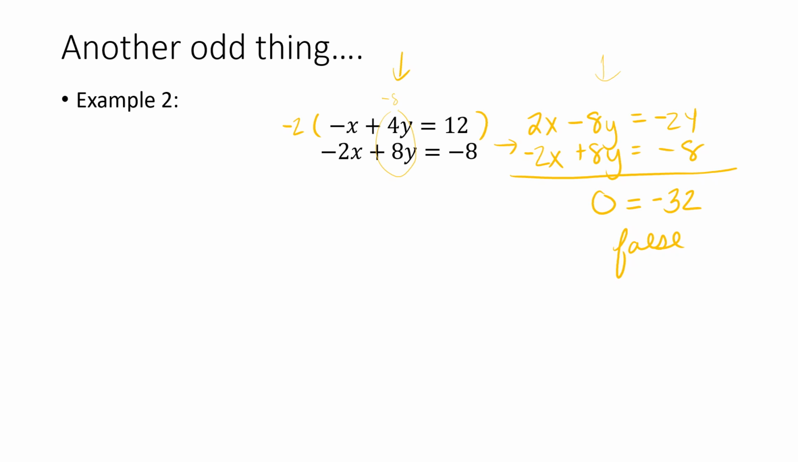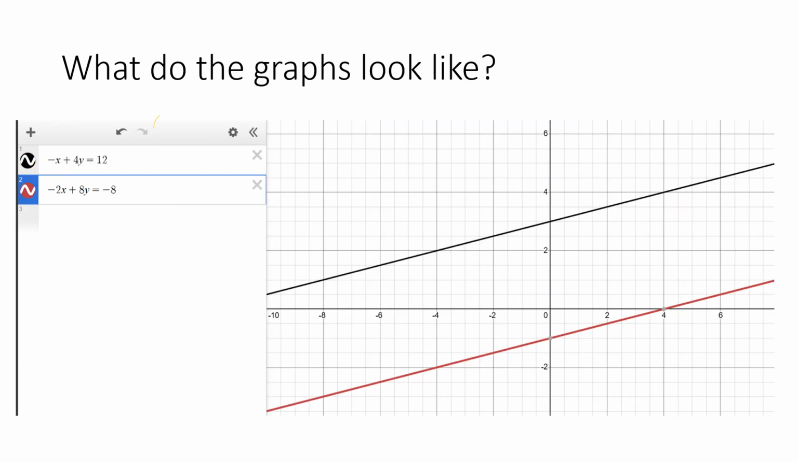Let's go take a look at the graph, okay? So we get something kind of weird popping out of our algebra. Let's go see what the graph looks like. And in this case, you can see there are the 2 equations, and lo and behold, what you see there are 2 parallel lines.